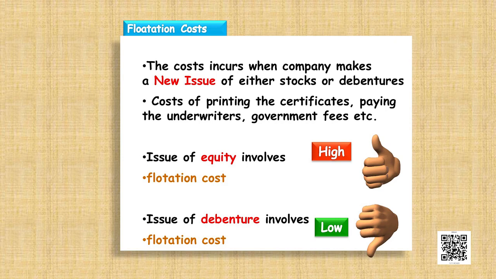So, issue of equity share involves a high amount of flotation cost, whereas issue of debentures or taking a loan from a bank involves a low amount of flotation cost. So, it depends upon the company whether it wants to bear high flotation cost or low flotation cost. If it wants to incur high flotation cost, equity is better, whereas if a company wants to incur a lesser amount of flotation cost, then debenture or a debt from the bank is better.